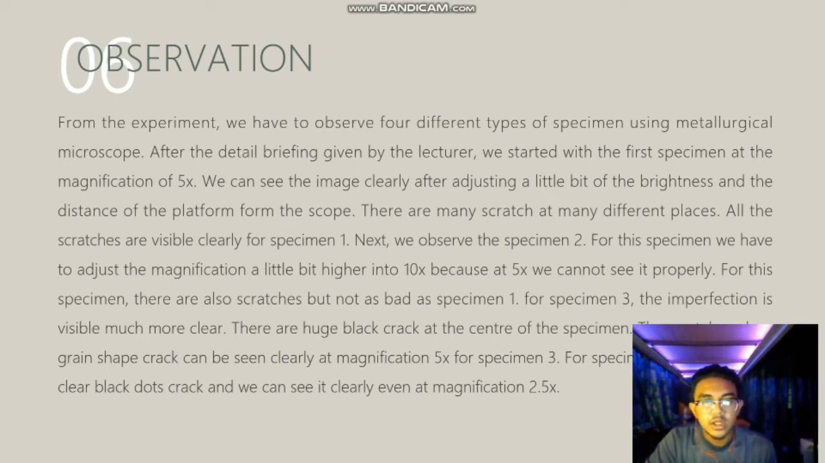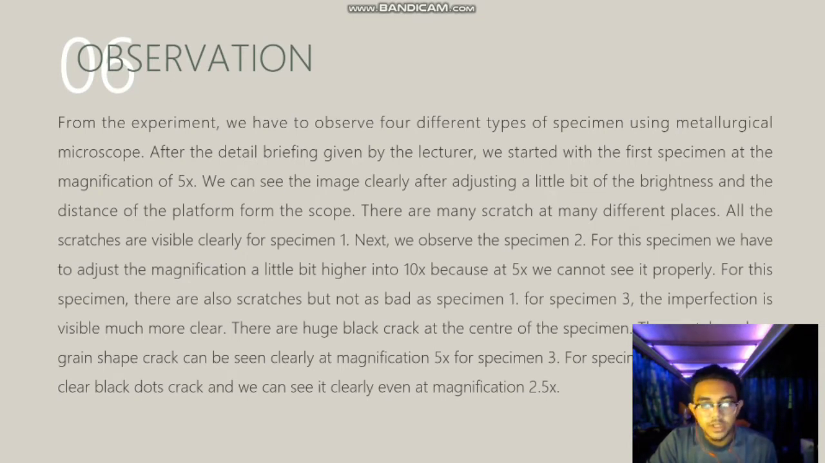The next one, we observe specimen 2. For this specimen, we have to adjust the magnification a little bit higher, to 10 times, because at 5 times magnification, we cannot see it properly and it is a little bit blurry. For this specimen, there are also scratches, but not as bad as specimen 1.